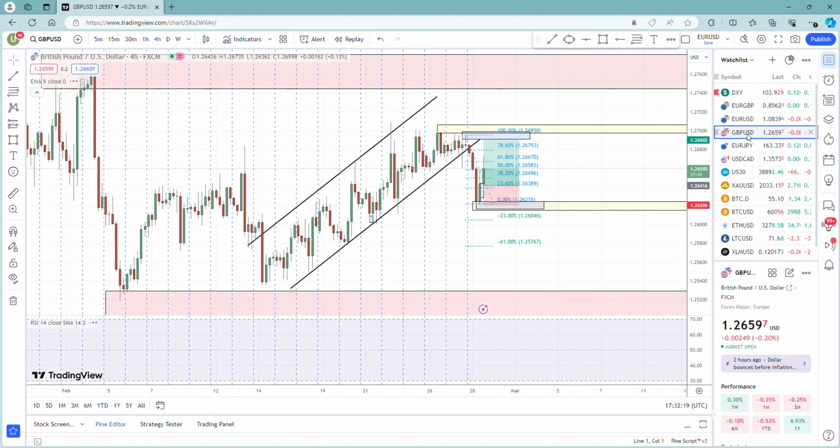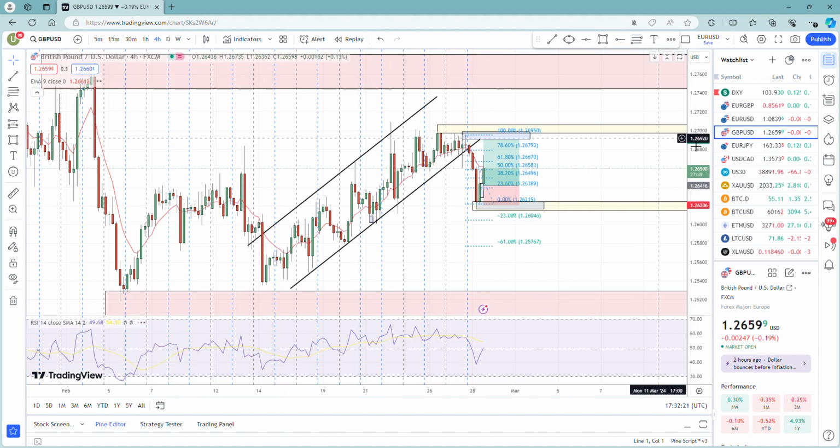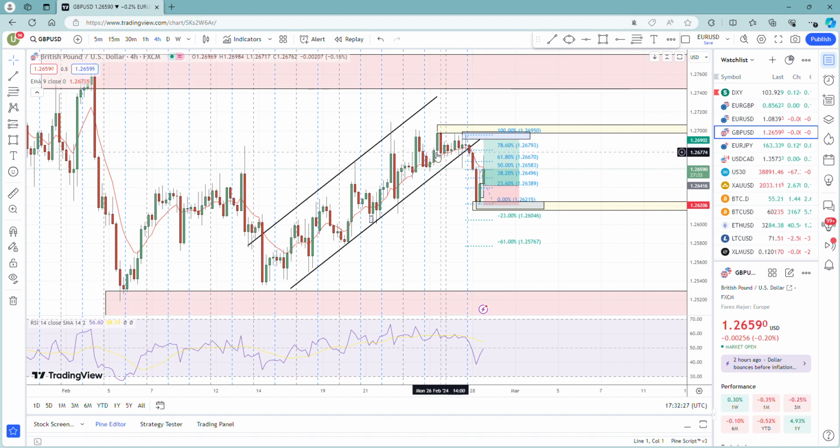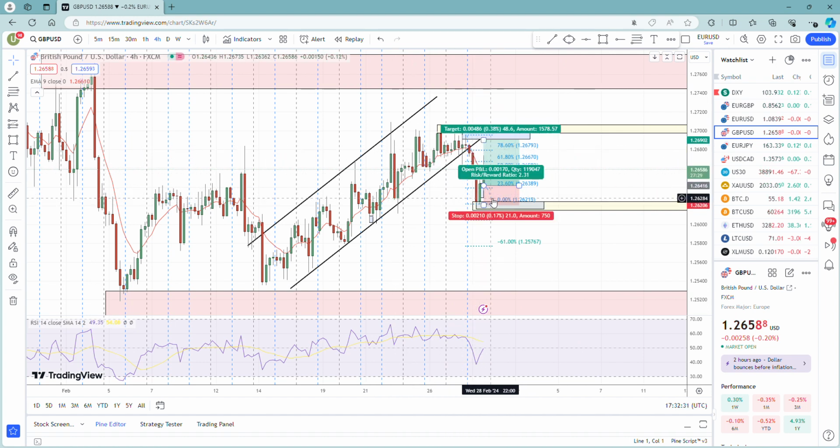There you go, H4 on GBP USD. Drop the price between two levels. You've got a higher high here, you've got a higher low here. It's broken the bullish trend line, as you can see, and price went down yesterday, and now you can assume it's going up. You then go on to the H1 time frame.